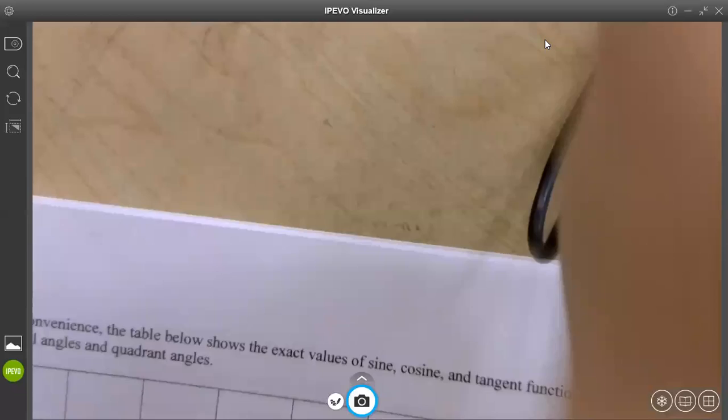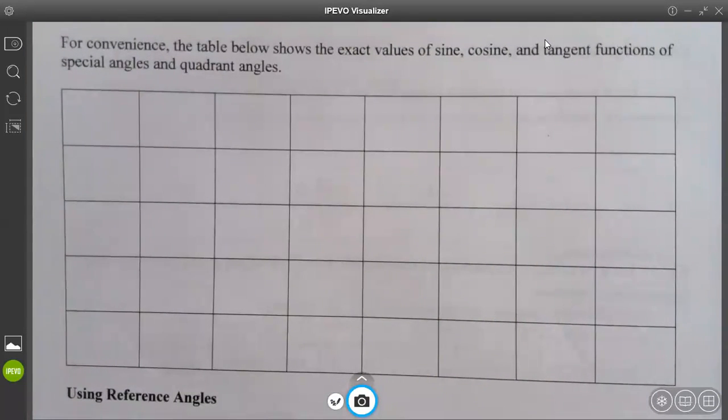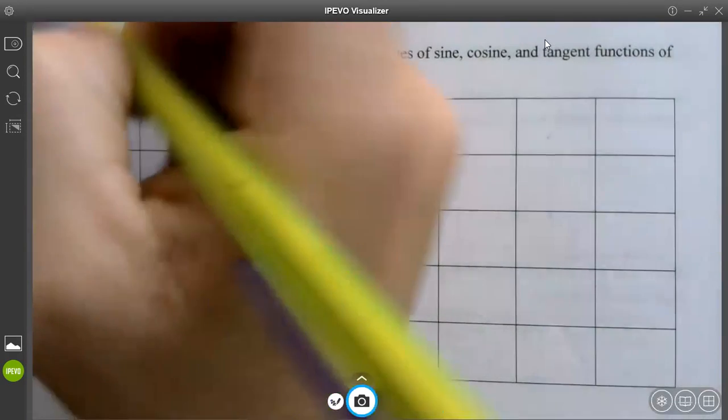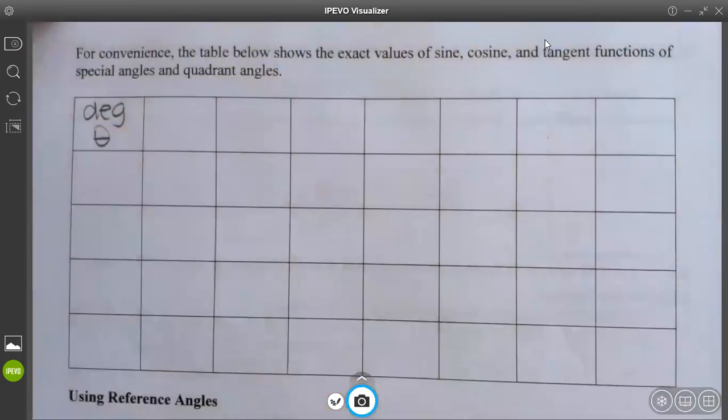So we're going to fill in this chart for all of these values for sine, cosine, and tangent. Can you memorize it? Sure. Why would you do that? Memorize the unit circle and you know the ratios. So unit circle and ratios will get you the same thing. All right. So this is going to be the degree of theta.